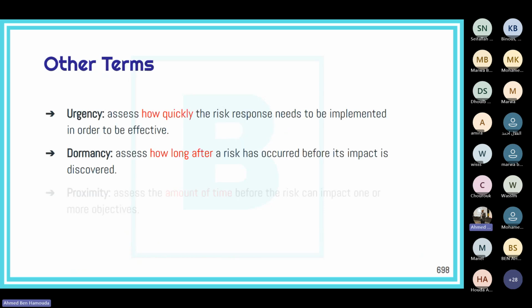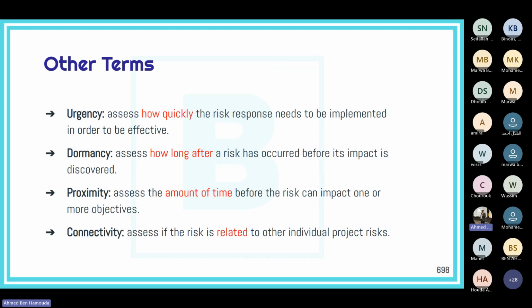However, there are other terms which are quite important, and the people in our PMP course often get a question about these terminologies. And maybe if you're taking your RMP course, you will also have a question about these terminologies. For example, when we're talking about a risk urgency, what do we mean by that? Risk urgency is about how quickly we should implement a risk response in order to be effective. How urgent is it to implement that particular risk response?